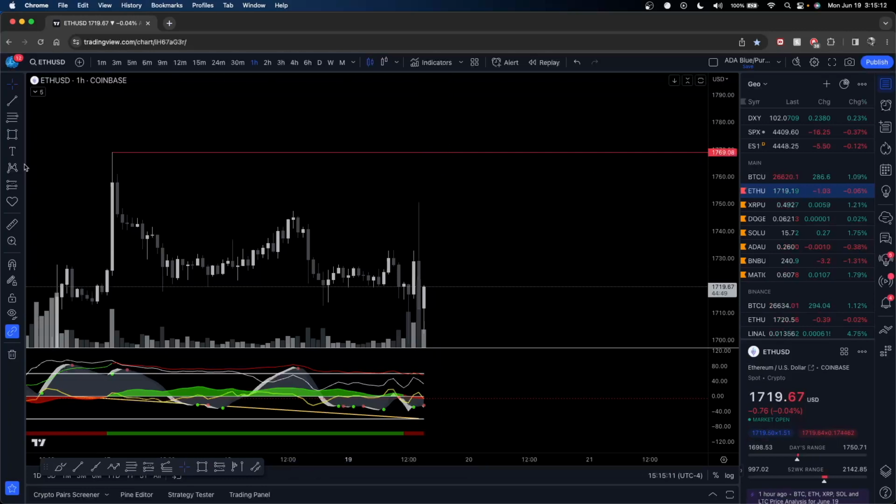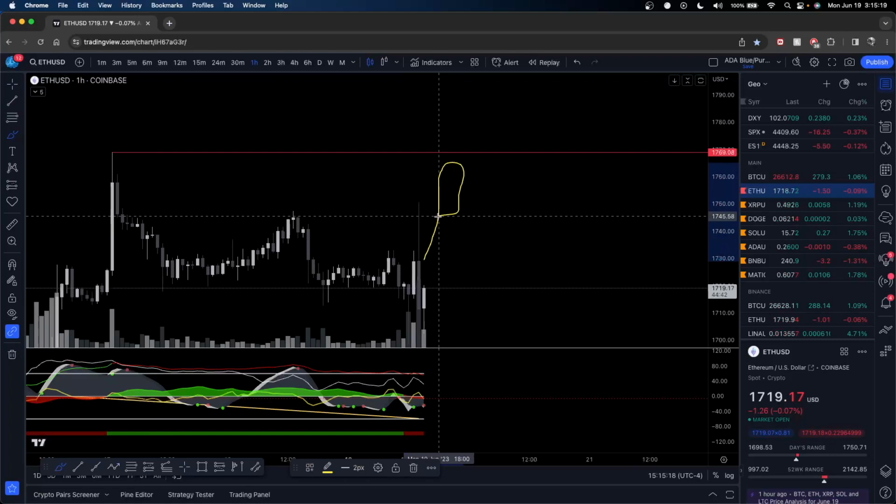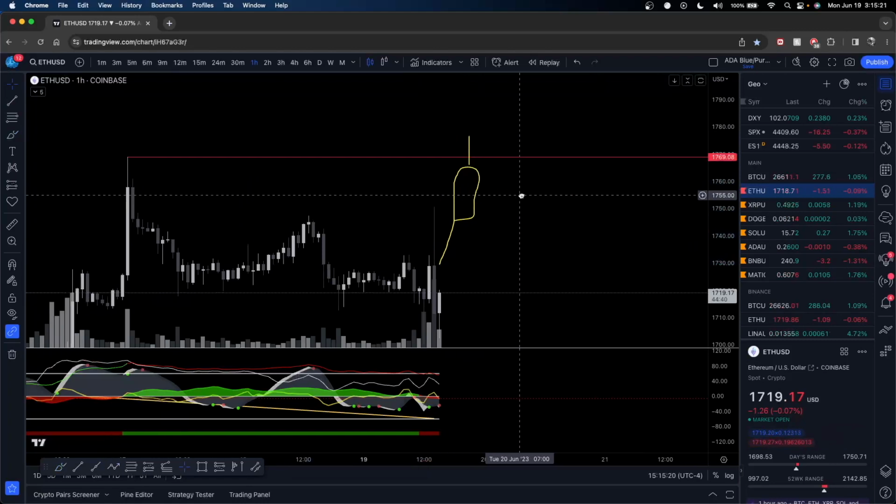No, I'm not drawing it. That takes too long. Okay, whatever. Price comes up. Where's my brush? Price comes up. Candle is here. Price wicks. And that's our candle.